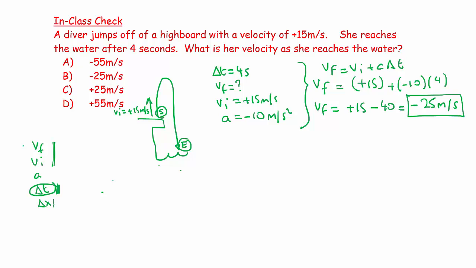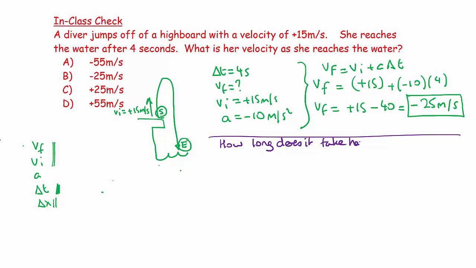Most common mistakes: because I don't start the clock off at 0, often people put the final time in, not the time interval, not delta t, they put t final into the equations. Let's do another problem. Let's say, how long does it take her to reach the top?